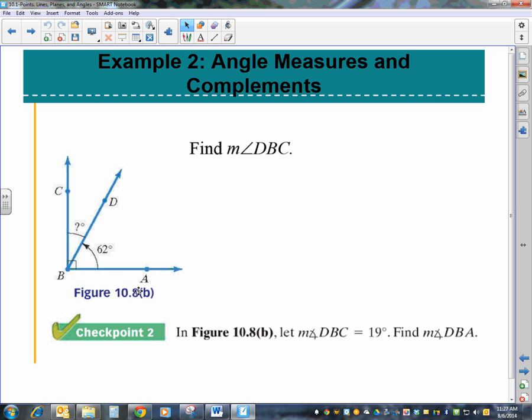Okay, so we have an example. Find the measure of angle DBC. So every time you're doing these things, either the angles are going to be equal to each other or they're going to add up to a certain number. Okay, in this particular case, we have this little box, so we hopefully remember that these two angles are complementary and they will add up to 90 degrees. So if I know one of them, how do I find the other? I'm going to subtract from 90 degrees. So 90 minus 62 is 28 degrees.